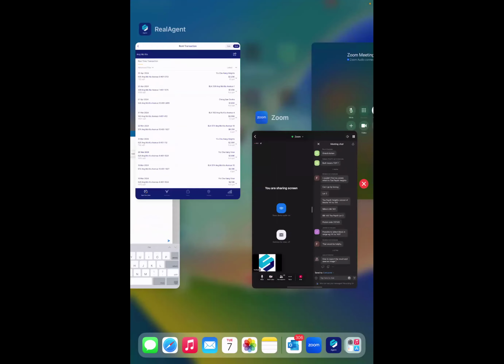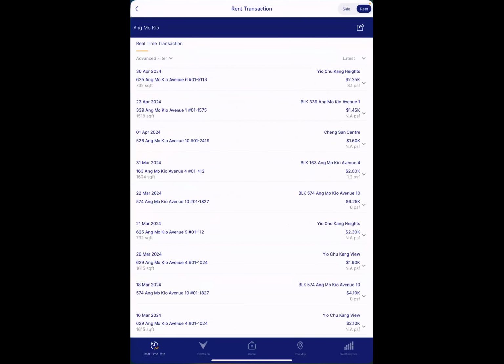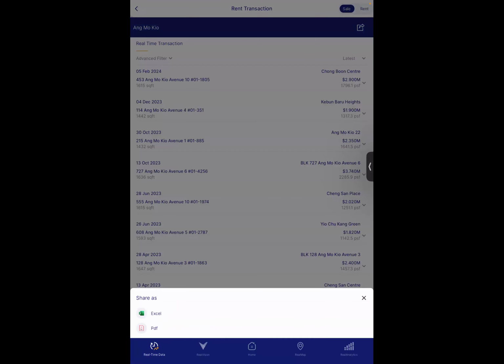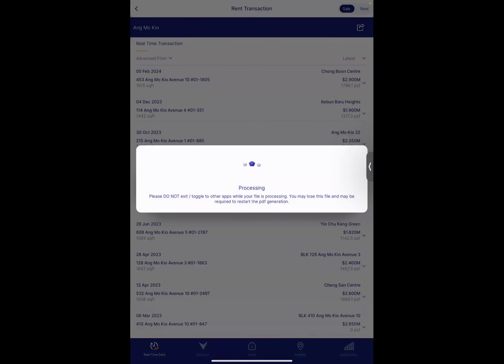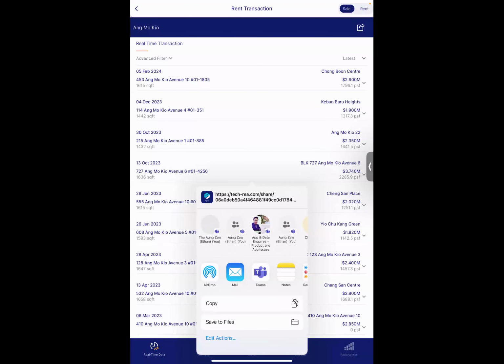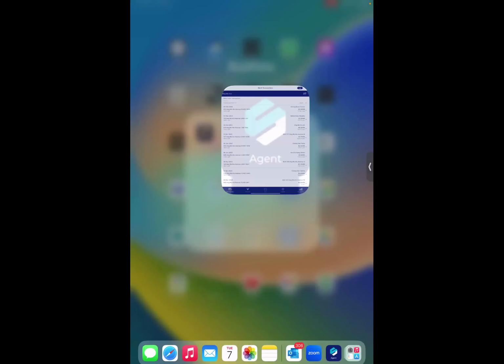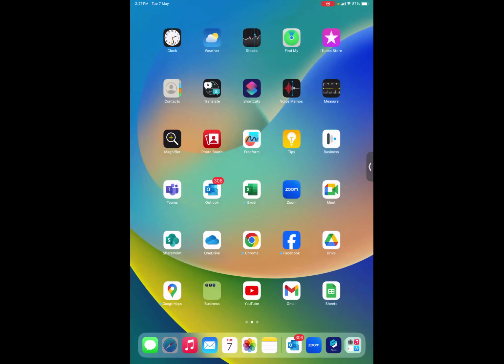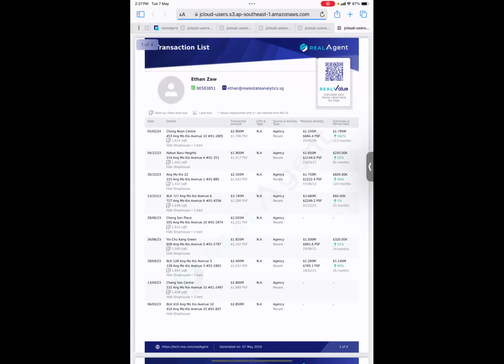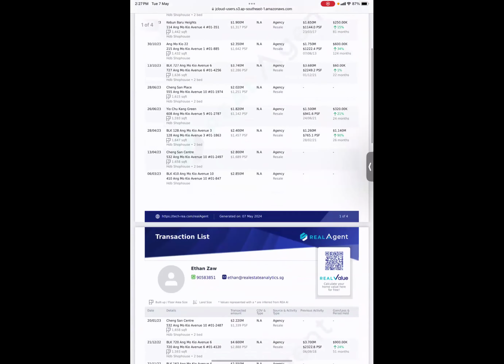Down here, under the sale and rent, there's an export button. The square with the arrow going up, this is the export. You can either export as Excel or as PDF. Let's say I export as PDF, and then you can send it to your client immediately. I will show you how it looks. This is how it looks. Your name, your contact details, your email, everything will be here, plus all the transaction information down here.